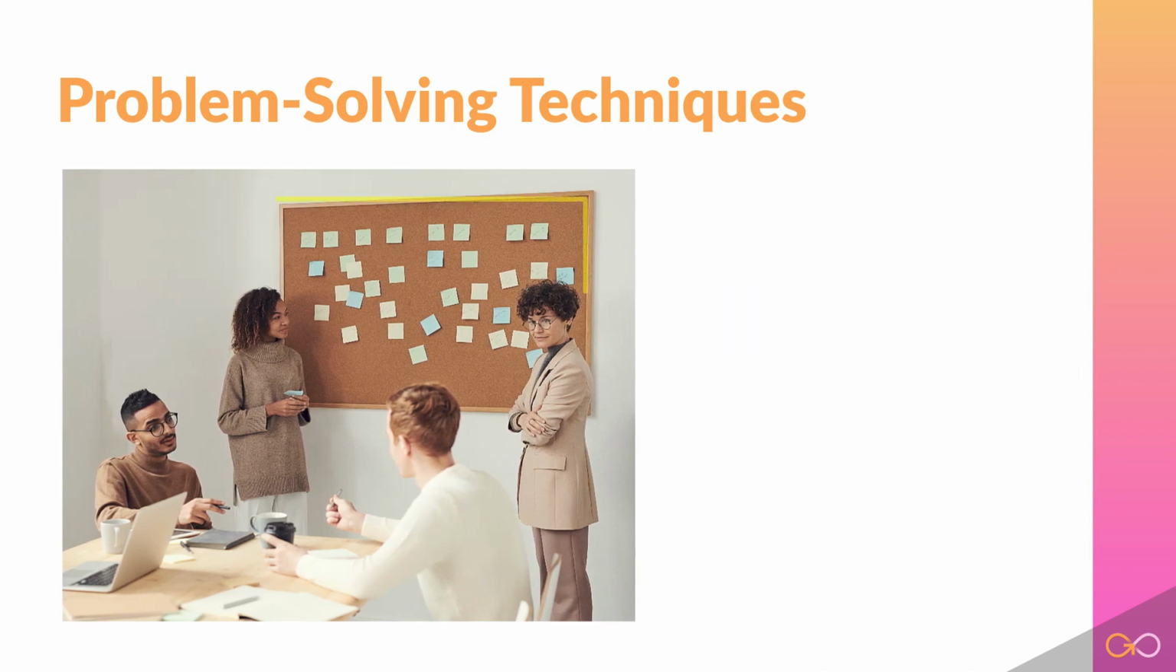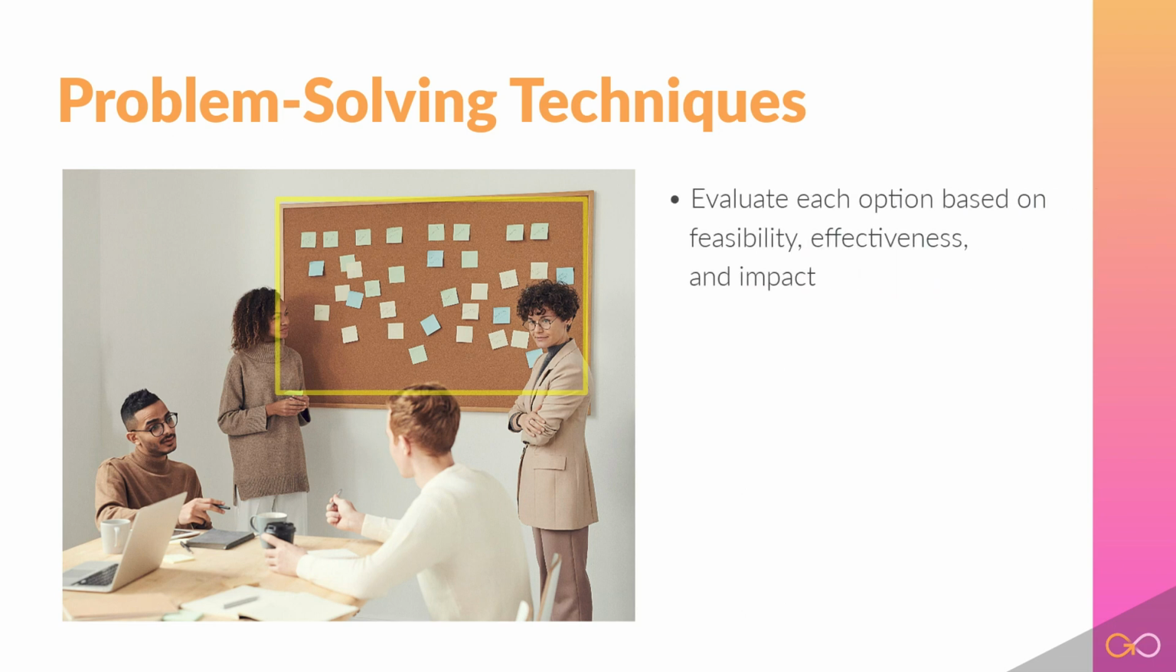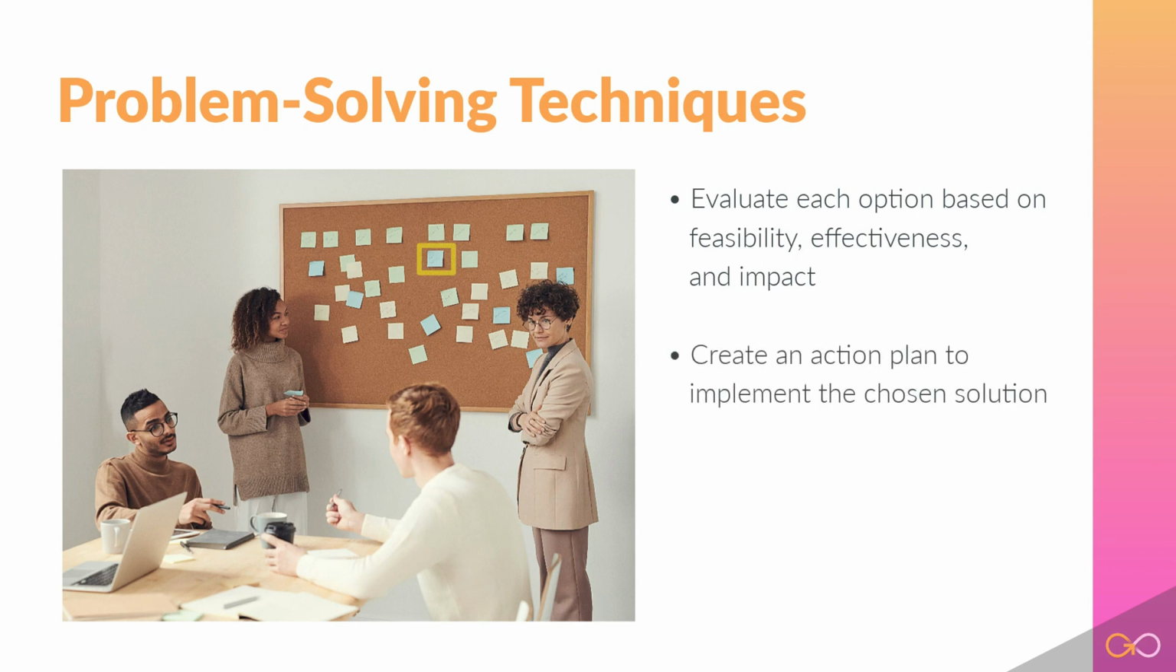Once you've got a list of potential solutions, evaluate each option based on factors like feasibility, effectiveness, and potential impact. Select the best solution or combination of solutions that address the needs and interests of all parties involved. And once a solution has been agreed upon, the process becomes straightforward. Create a clear action plan outlining the steps and responsibilities and deadlines.